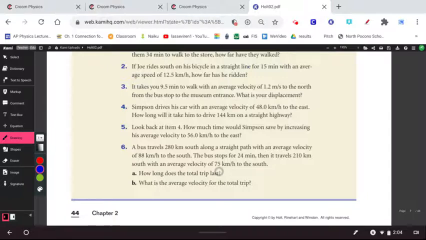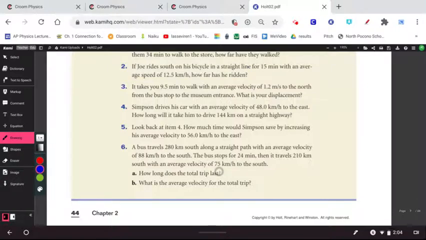where we have a bus travels 280 kilometers south along a straight path with an average velocity of 88 kilometers per hour to the south. Then the bus stops for 24 minutes. Then it travels 210 kilometers south with an average velocity of 75 kilometers an hour to the south. How long does the trip last? What's the average velocity of the trip?